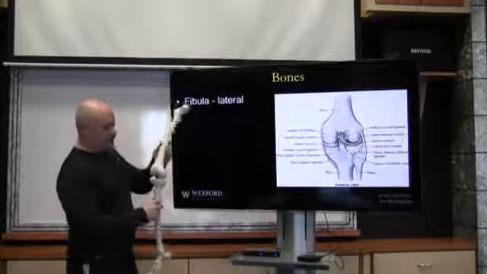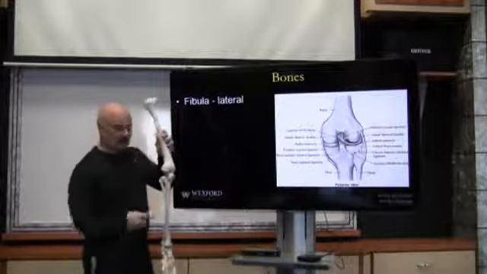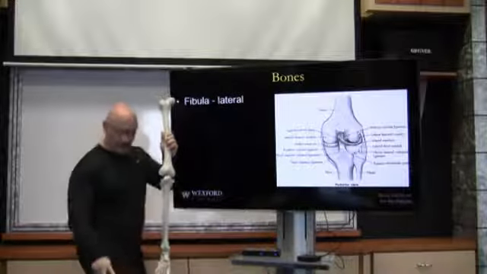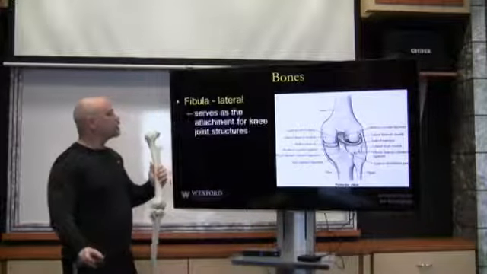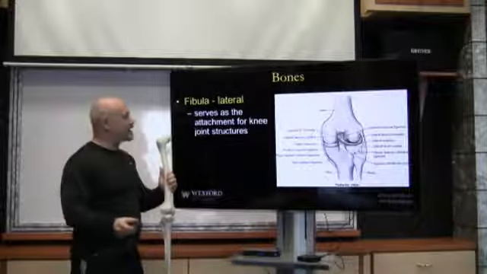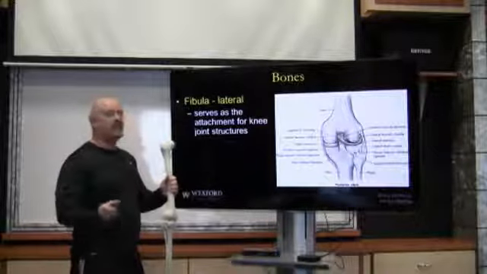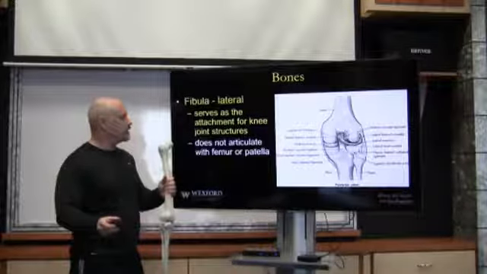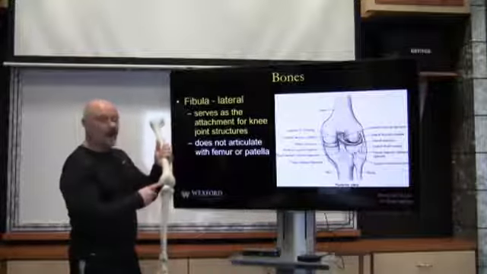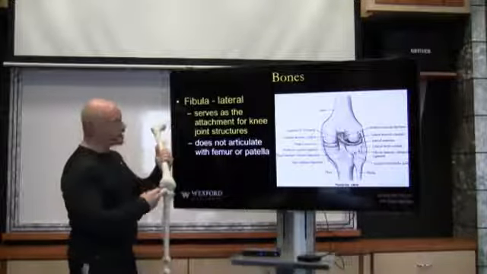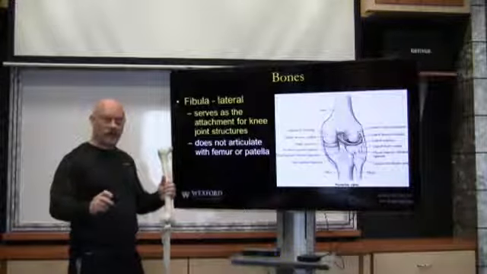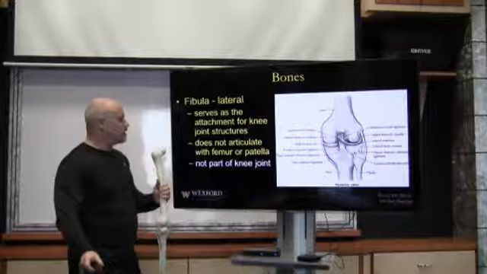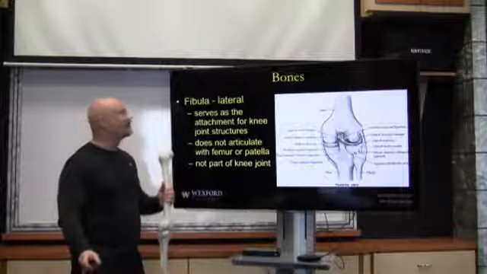Now the fibula, the outside bone. If you look at this, this is the right leg, the outside bone on the outside, this bone right here, the fibula, it only serves as attachments for the knee joint structures. It does not articulate at all with the femur or the patella. It's not really part of that, but it's just for muscle or connective tissue attachment. It's not really part of the knee joint.